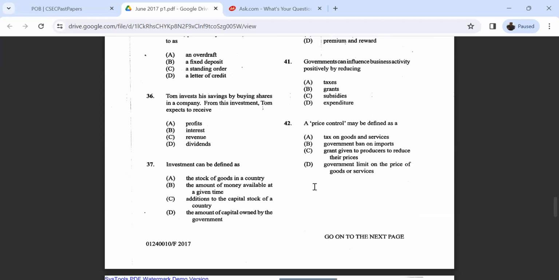Number 42, a price control may be defined as a... D. What? D. Yeah. Correct. All right, so it could have a price ceiling and a price floor, meaning the price floor will be you can't reduce your price lower than this. The price ceiling, it can't raise your price higher than that.